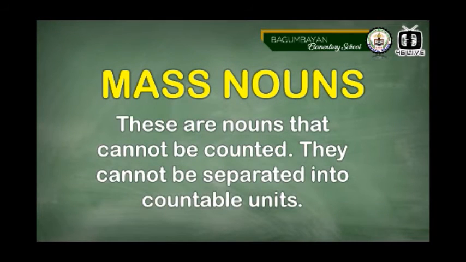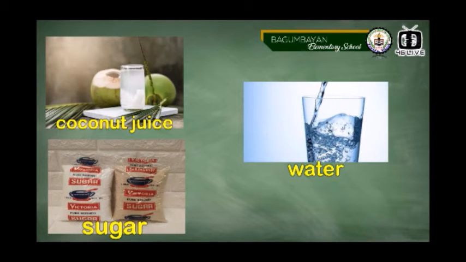And coconut juice is an example of a mass noun. Mass nouns are nouns that cannot be counted. They cannot be separated into countable units. The examples of mass nouns are coconut juice, sugar, and water.